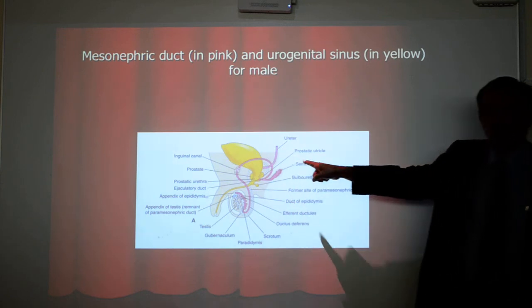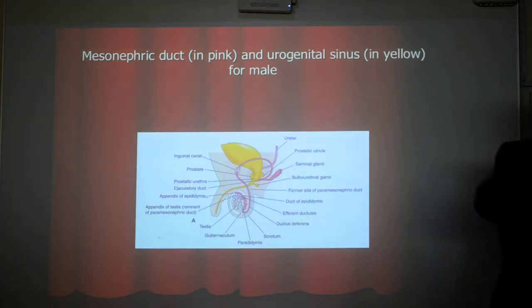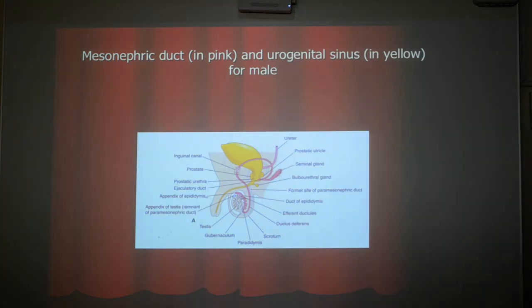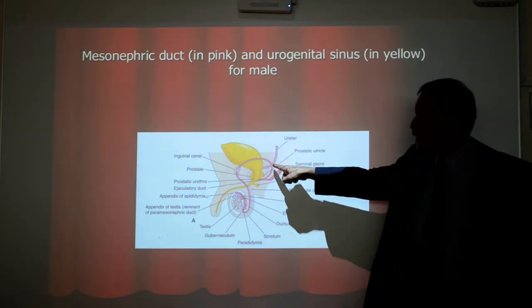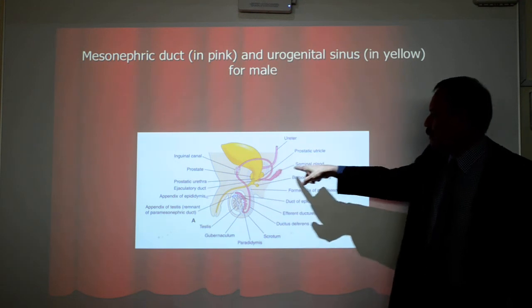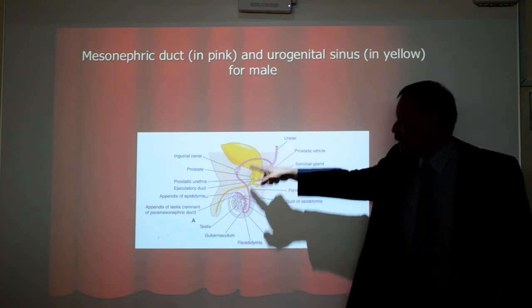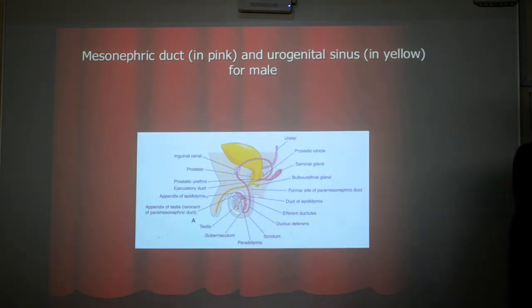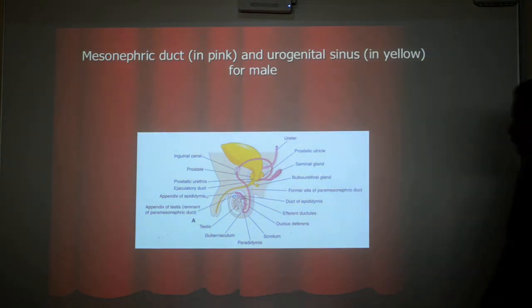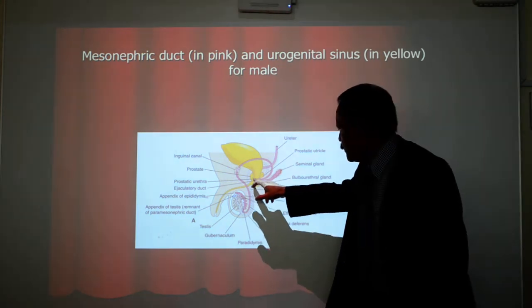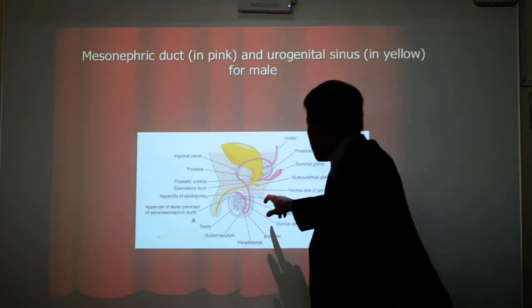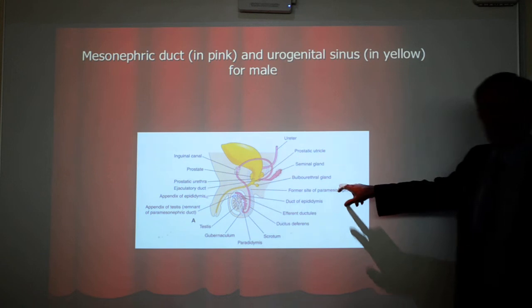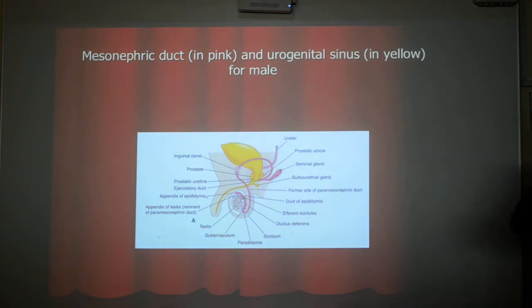So make sure you understand the mesonephric duct is primarily responsible for two things: one is the vas deferens, another is the ureter. Did you see that? Yes. Including the seminal vesicle and all kinds of things. Everything in pink color is your mesonephric duct. Doctor, the blue ducts, what are these? The blue duct is the paramesonephric duct, the degenerated one.